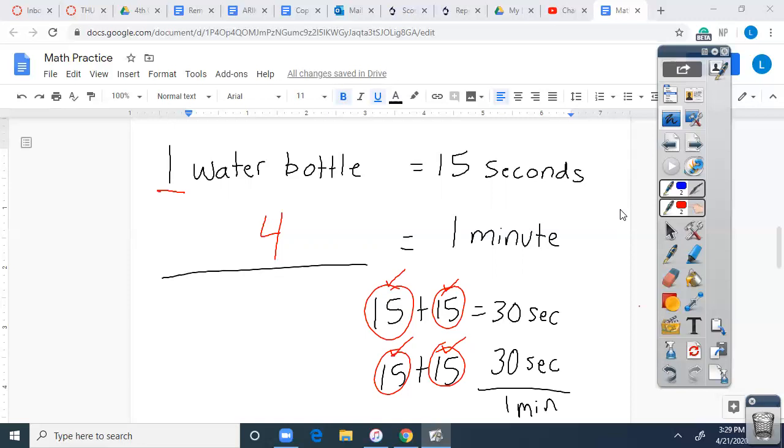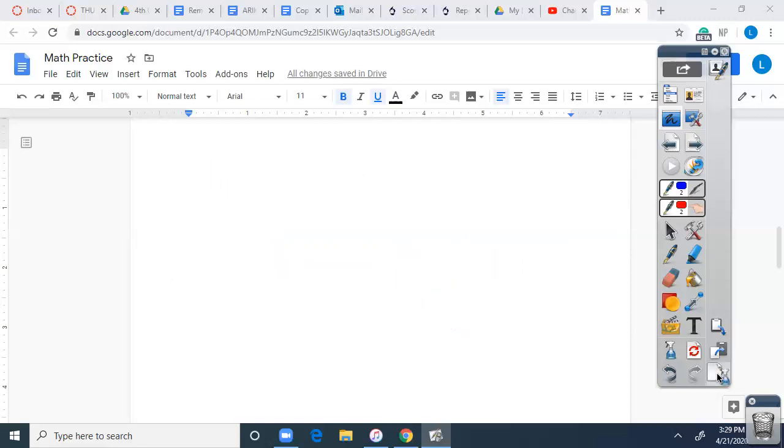Okay, those are just some examples of rate problems that you might see. You're also going to have some fraction problems. You're going to have 2 different types of fraction problems. The first kind is going to be, I think, the easier. Let's go over the easier of the 2.